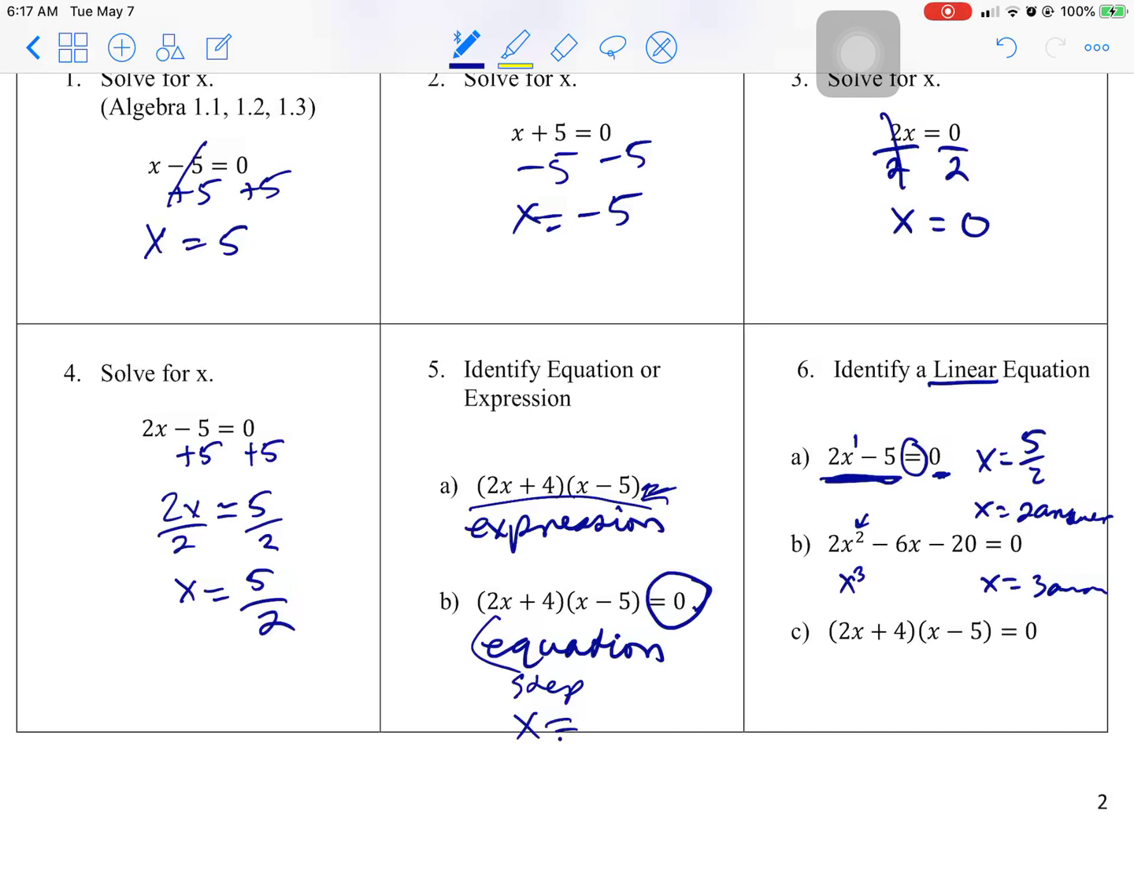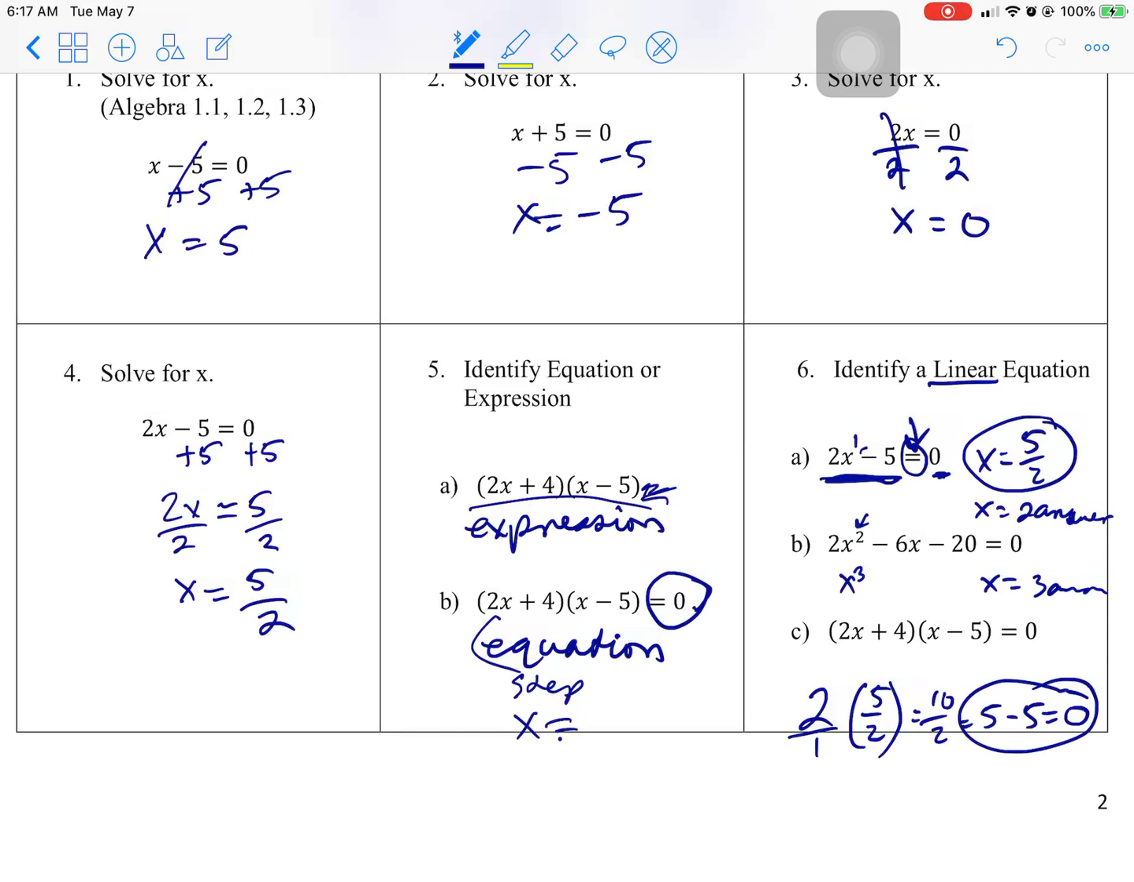Let me prove it to you. Let me put 5 halves back in for x. 2 times 5 over 2. Remember how you multiply fractions across the top, so that equals 10 over 2, which equals 5. And then 5 minus 5 equals 0. So this is the solution, or the answer to what x would equal if you want this to be a true equation, for this side to meet that side.